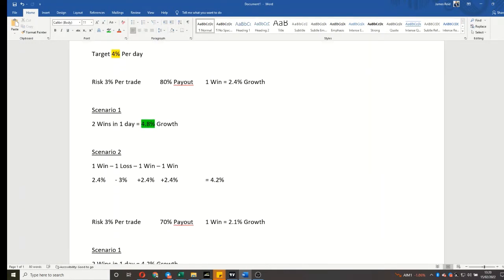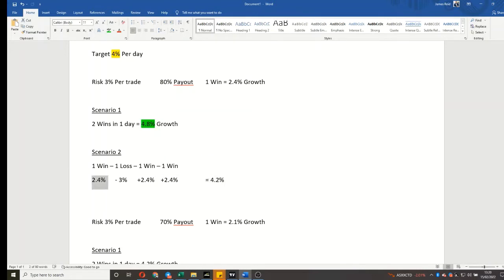Now, scenario 2 might be that you have 1 win and it's like, okay, cool, I'm in the blues. And then you have 1 loss. And then that loss now means that you're slightly down. So then you have another win, and then you have a 3rd win. And if that was the case, then that would be 4.2% growth.